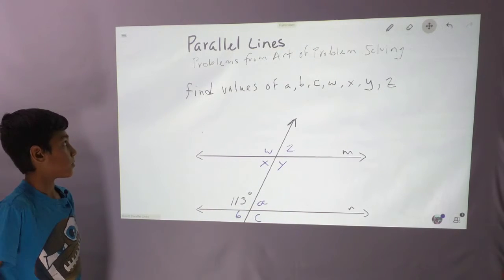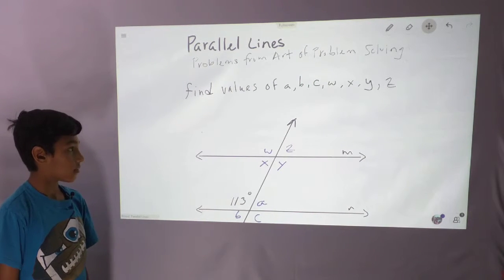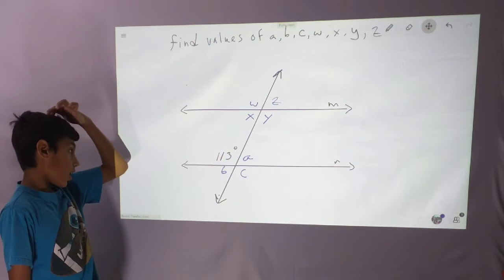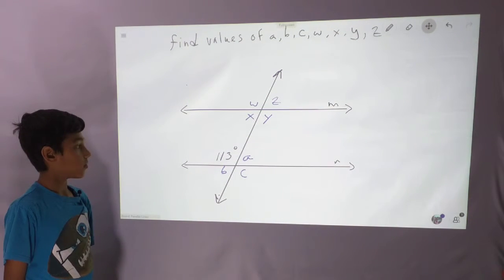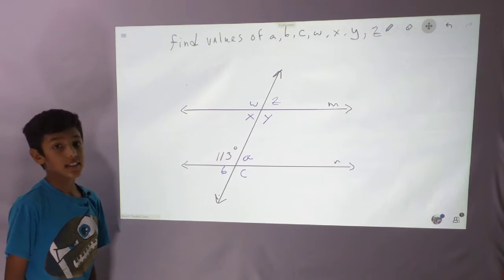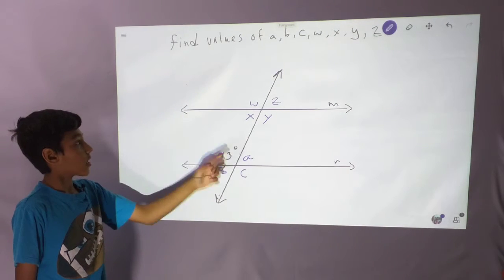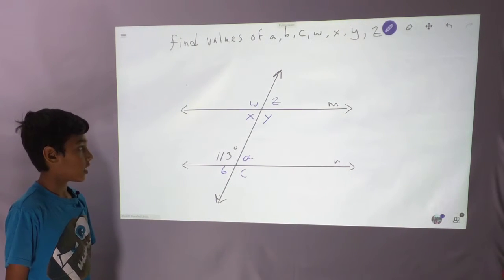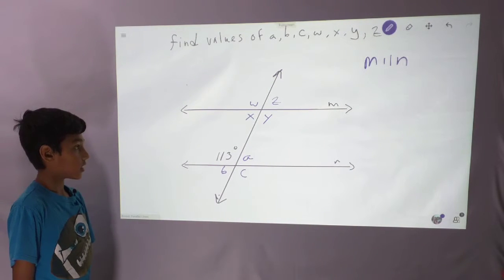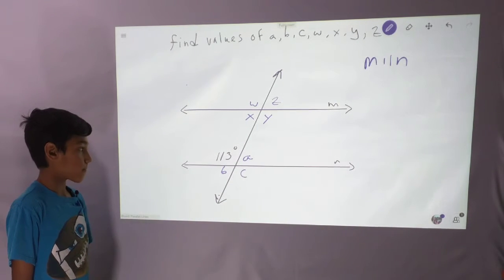Let's start with our first problem. Find the values of A, B, C, W, X, Y, and Z. So we have one given angle, 113 degrees. So I think that's enough to find all these. The M and N are parallel lines, so we can use that information to find some of these angles on M and other angles on N.